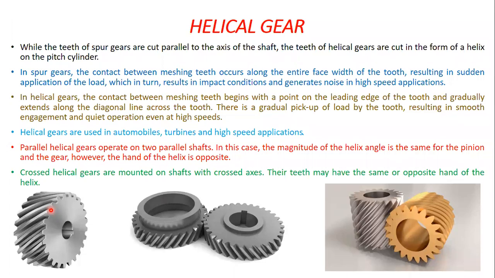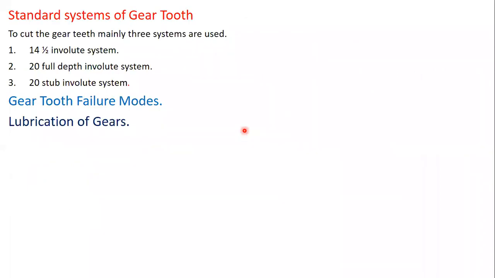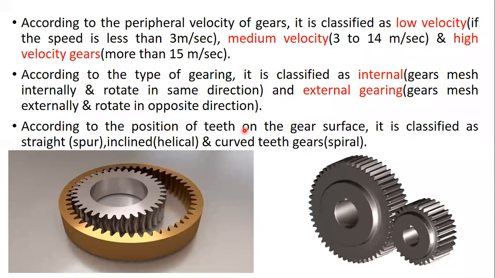If you see the spur gear, the teeth of the spur gear are cut parallel to the axis of the shaft. Here you can see that this is the axis of the shaft, and you can see the teeth. The teeth of the spur gears are cut parallel to the axis of the shaft.